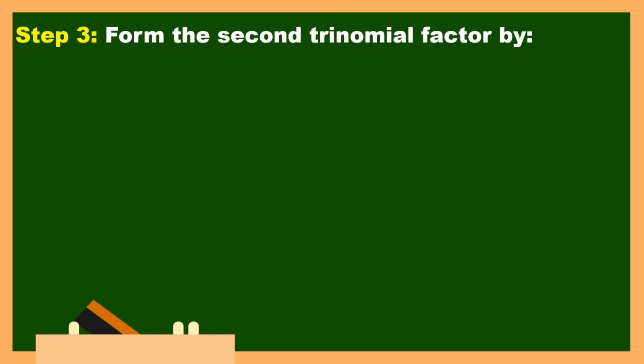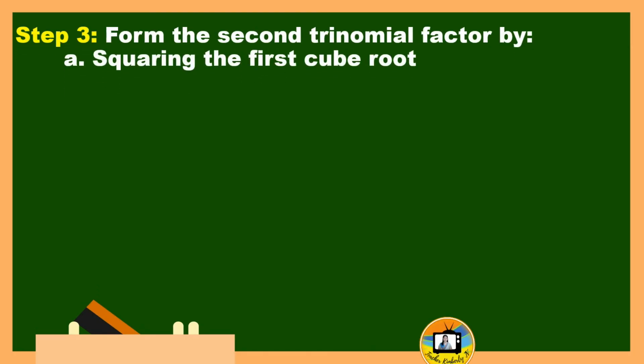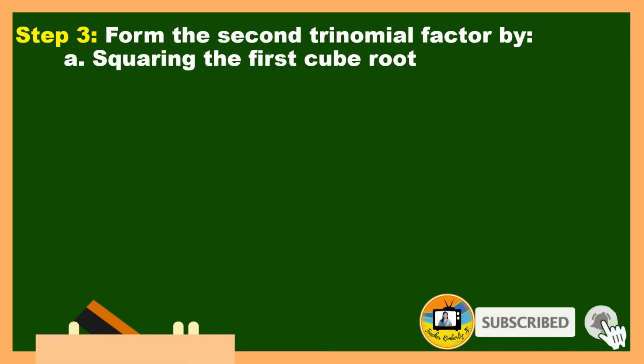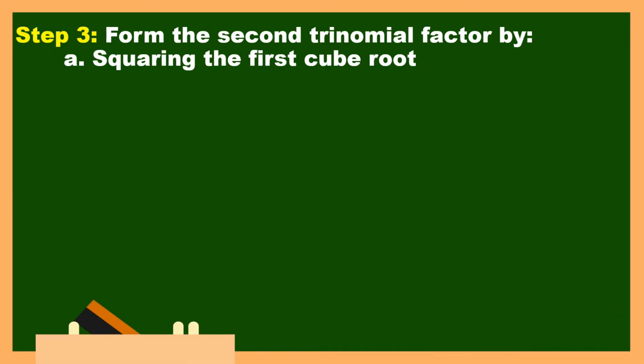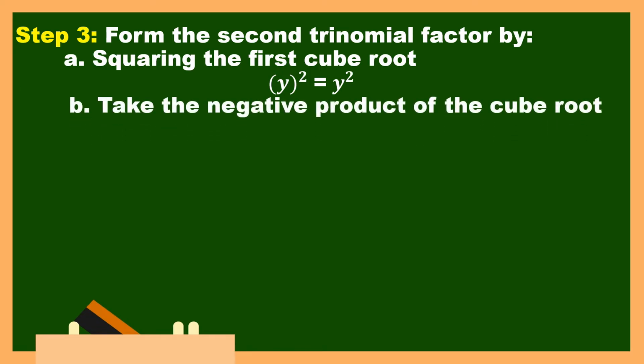Form the second trinomial factor by, letter A, squaring the first cube root. Ang ating pinakaunang cube root na y ay i-square natin or i-multiply by itself. So y raised to 2 is equal to y squared. And letter B, take the negative product of the cube roots. Yung ating dalawang cube root na 2 and y ay i-multiply natin and kukunin natin ang kanyang negative product. So 2 times y is equal to 2y multiplied to negative. The result is negative 2y.